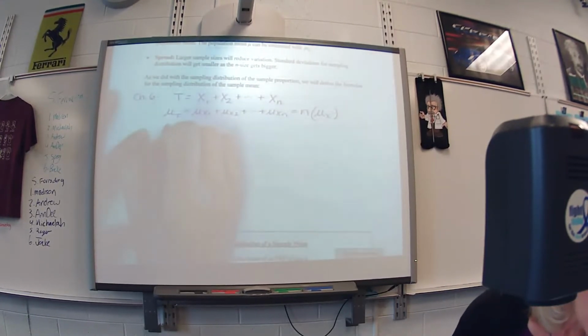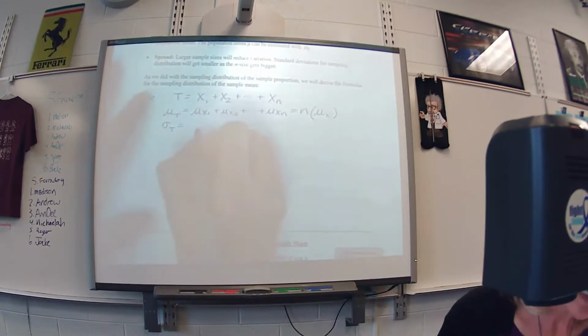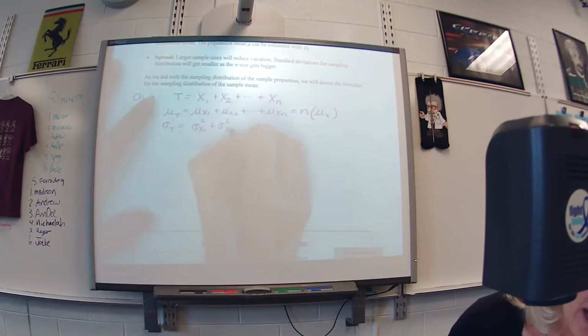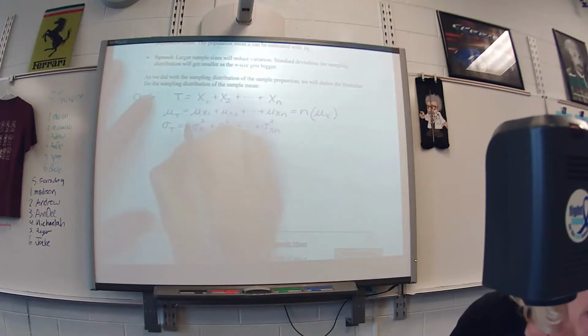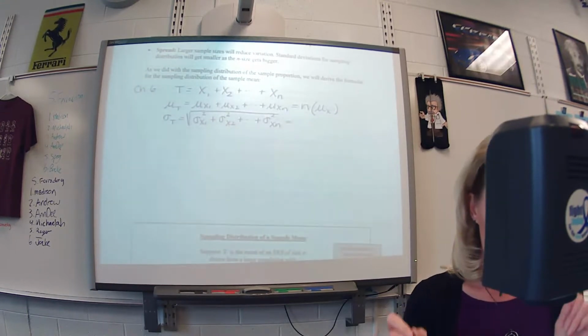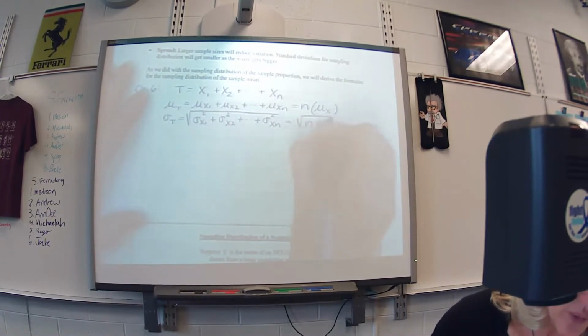So if I wanted to do sigma sub t, I can't add sigmas. I have to add sigma squared for x1 plus sigma squared for x2 plus et cetera, up to sigma squared sub xn. And to get it back to standard deviation, I would have to take the square root of that. So this turned into n sigma squareds for x, and then they would be square rooted.